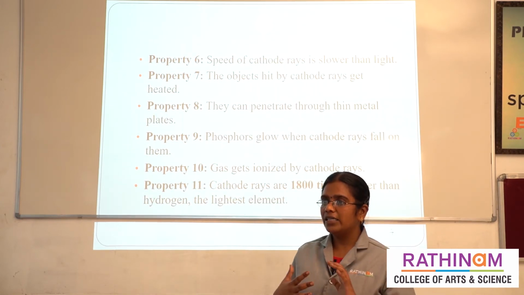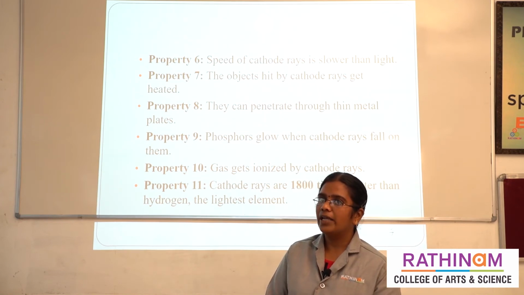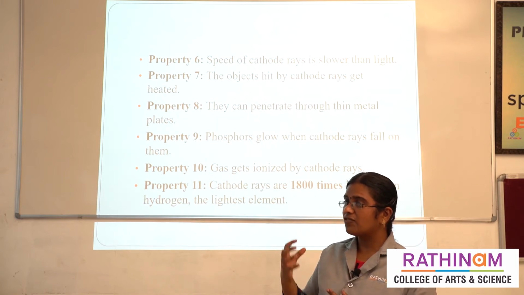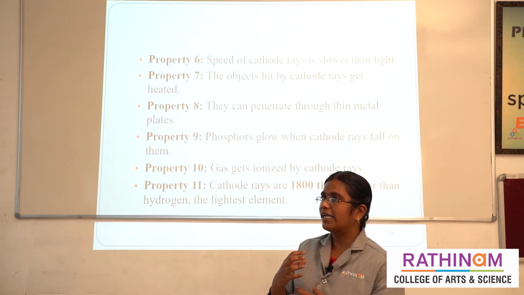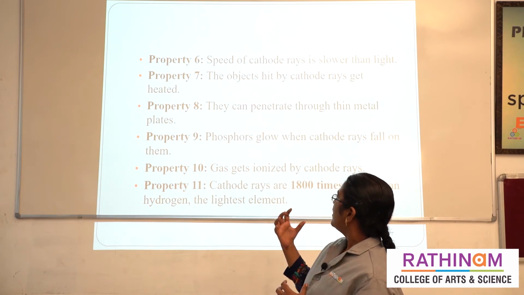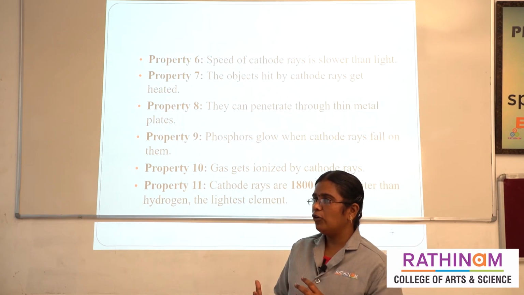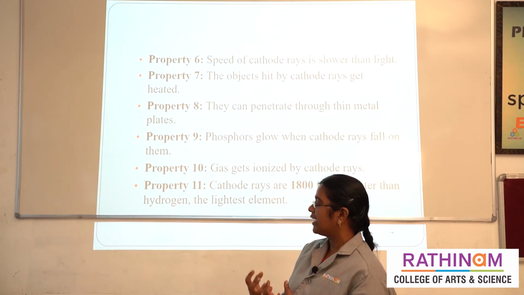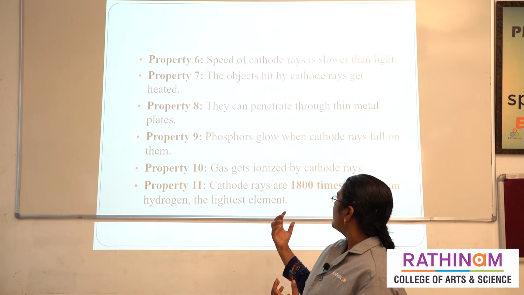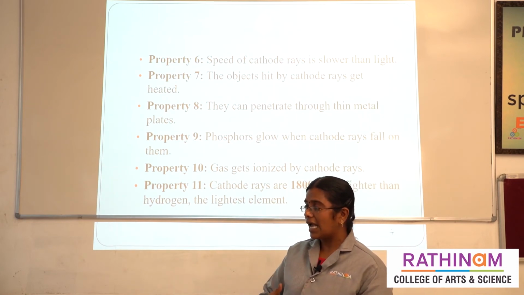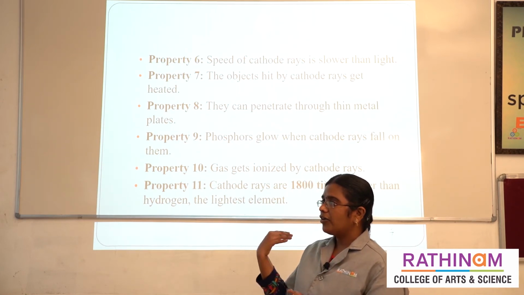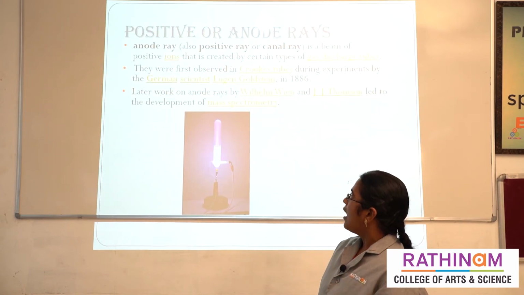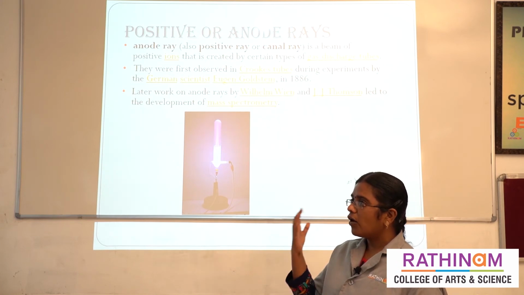The movement of cathode rays is very slow, and when cathode rays fall on some object, they automatically start to heat it. When they fall on a fluorescent screen, they produce a fluorescent effect and the screen starts to glow. They also have the capability to ionize gases. And cathode rays, as we already saw, are 1800 times lighter than the hydrogen particle. The next one is the anode ray, or positive rays.